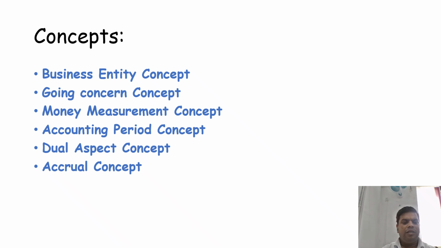And the next one is dual aspect concept. The dual aspect concept is basically the concept that each and every transaction has a two-fold aspect, debit and credit. That is the dual aspect concept. Whenever you are going to record any transaction, you must follow the debit and credit rules. Otherwise, your concept will be broken.